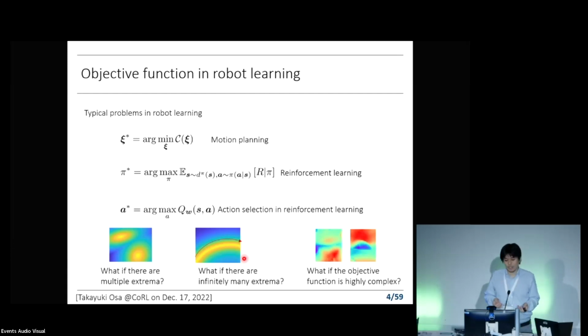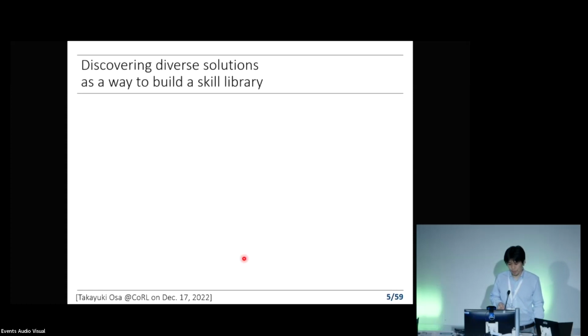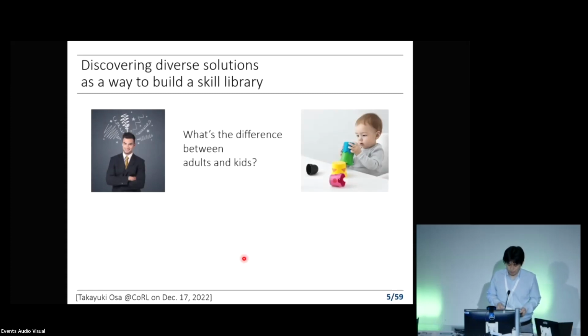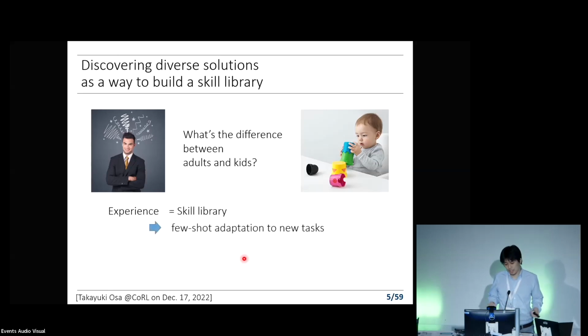However, recently, I'm interested in discovering diverse solutions as a way to exploit multiple extrema in the objective function. The reason I'm interested in it is that discovering diverse solutions can be a way to build a skill library. Let's think about the difference between human adults and kids. Human adults can learn a new task very quickly, but kids cannot learn a new task as fast as adults do. I think that the critical difference is experience.